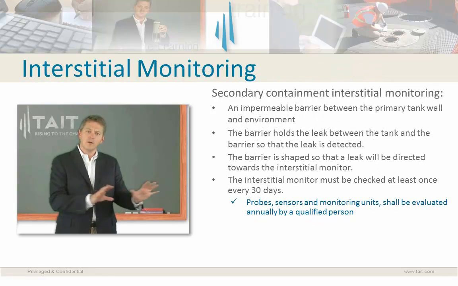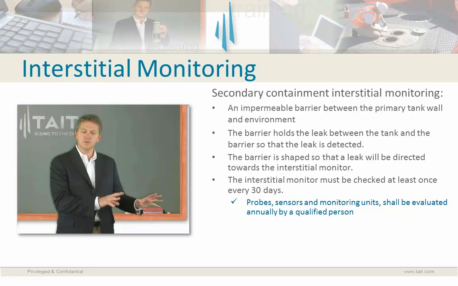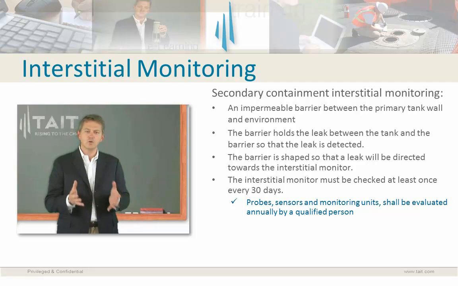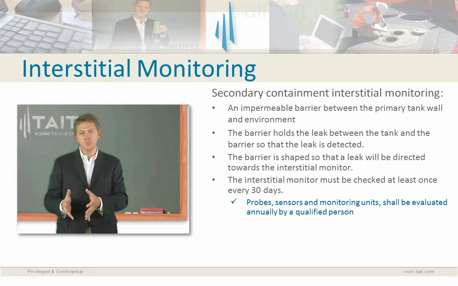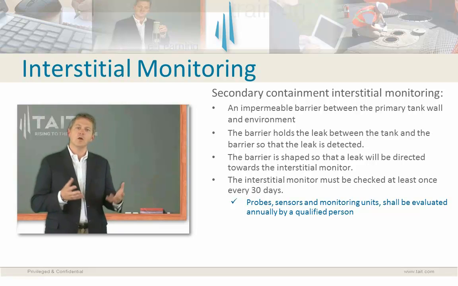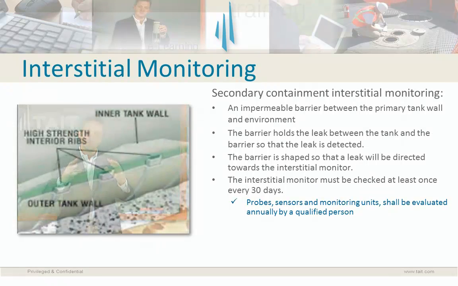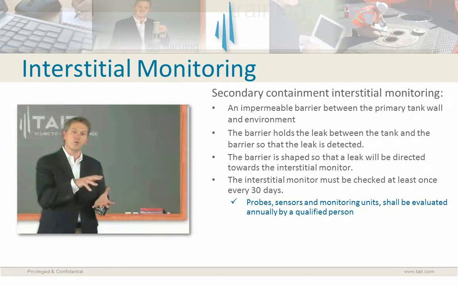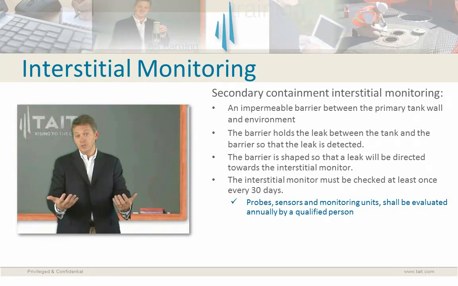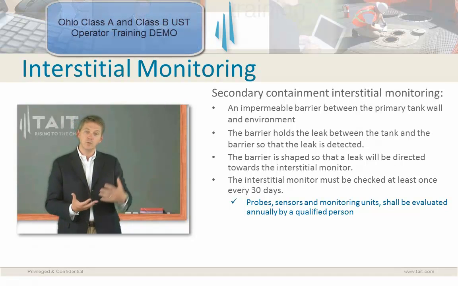To really dive under the hood here and discuss interstitial monitoring, we have to understand what is an interstitial or an annular space. And as we discussed earlier when we were showing you the rigid fiberglass piping, the interstitial space is the space between the primary containment, whether that's a tank or piping, and the secondary containment that surrounds the primary containment. And the idea being, if there's ever a breach of that primary containment, any type of release could be contained within that secondary containment.